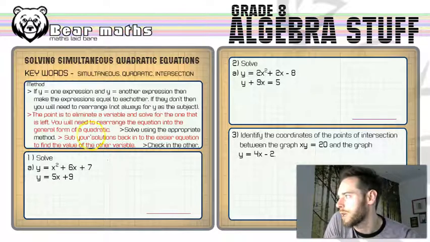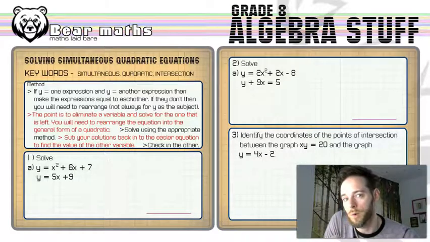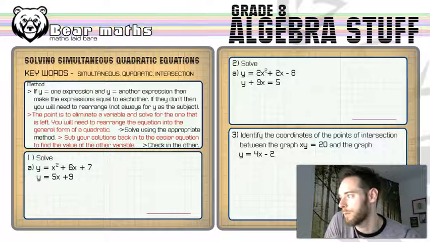So if y equals one expression and y equals another expression, then make the expressions equal to each other. If they don't, then you need to rearrange and then make them equal to each other. The point is to eliminate a variable and solve for that one, and then rearrange the equation to the general form of a quadratic. Solve using the appropriate method, depends what type of quadratic it is. Sub your solutions back into the easier equation and find the value of the other variable. Then you can check in the other equation again just to see if it works out.